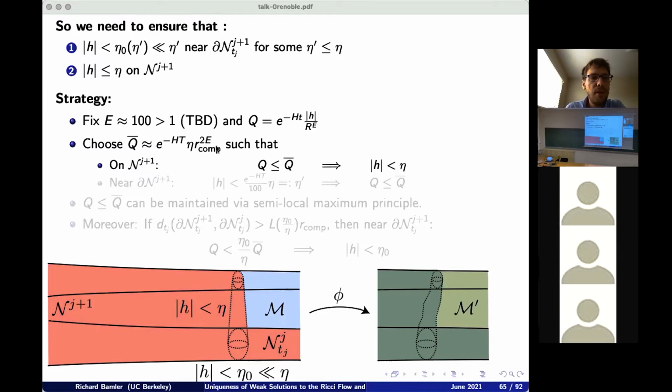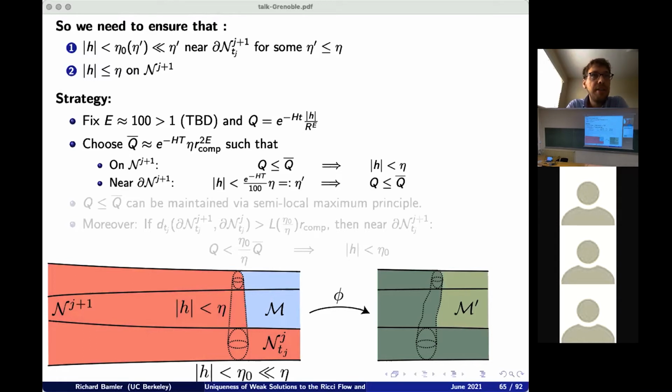Well, this number has the following properties. It shows us that whenever we are at any point on nj plus 1, then this bound here will imply that H is bounded from above by eta. Right? Recall that the scalar curvature is roughly bounded from above by r comp to the -2 on nj plus 1. Okay, so then if you do the computation, you get that this bound implies this one. Okay? So that's something that we always want. We want to be able to use this bound to control H in the way we want it to.